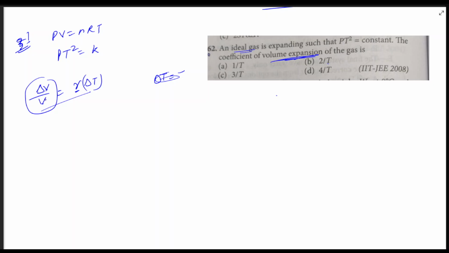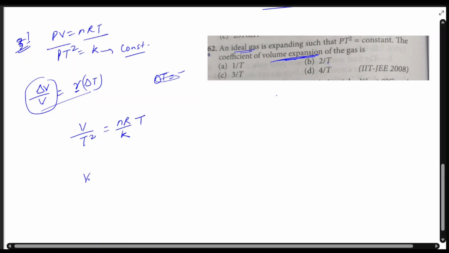So what can we do? Look, we see there is no pressure in the answer. So if I divide these two, what do we get? It will be V by T square equals nR by K, where K is some constant, so this is some constant. And into T, so we will get nRT cube by K. So this is another constant. So we'll write simply V equals C T cube.